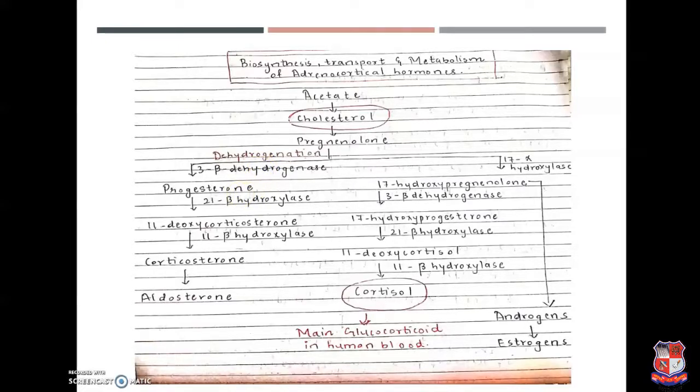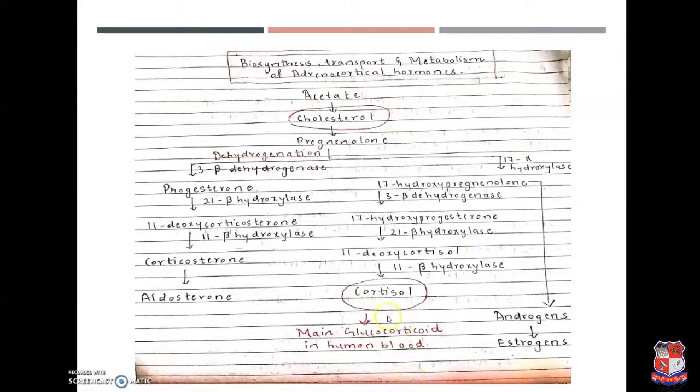It is also converted into 17-hydroxypregnenolone by the enzyme 17-alpha-hydroxylase. From progesterone, it is converted into 11-deoxycorticosterone, then later to corticosterone. Corticosterone may be converted into aldosterone, whereas in another pathway, 17-hydroxypregnenolone is converted into 17-hydroxyprogesterone and cortisol. From 17-hydroxypregnenolone, androgens and estrogens, that are sex steroids, are also formed.